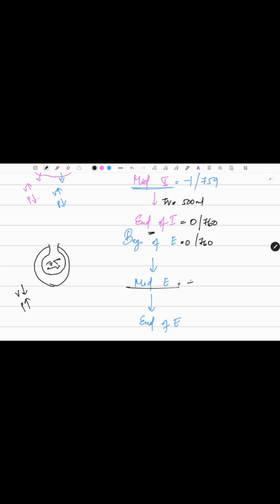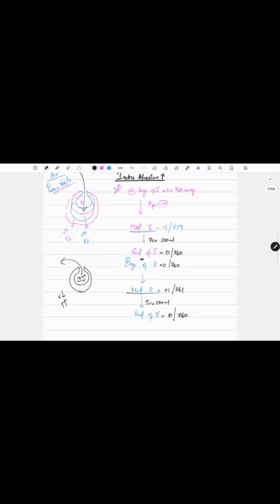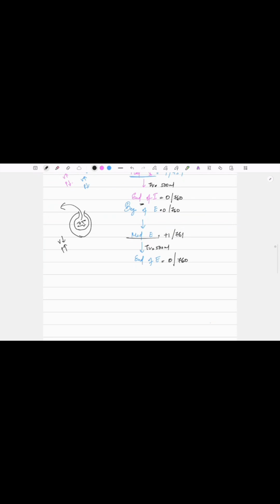So at the mid of the expiration, in fact, it becomes 1 atmospheric pressure more than the atmospheric pressure. So the air will go out. Till what point? Till the end of expiration. That is, tidal volume of 500 ml has gone out and the pressure becomes 0 or 760 mmHg. This is what happened. Okay, so this is about intra-alveolar pressure.